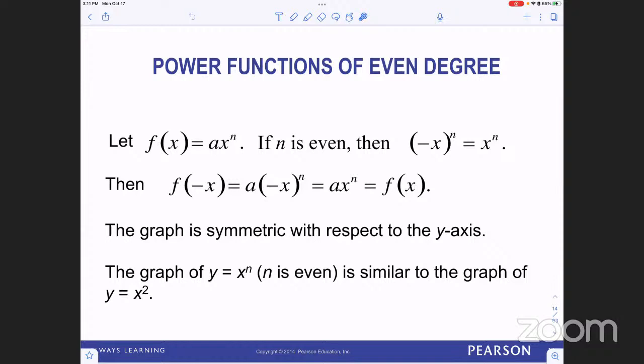So whenever we're considering a power function of even degree, the graph is going to be similar to the graph of y equals x squared. Basically, the tail ends go off in the same direction, right? That's kind of what that's getting at.